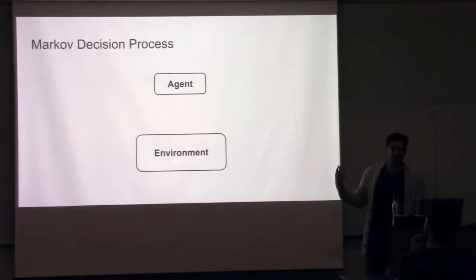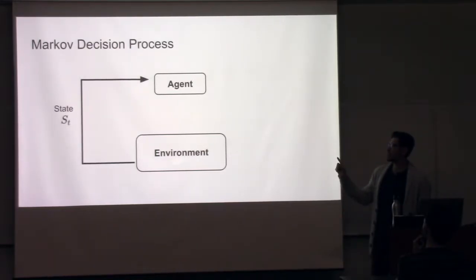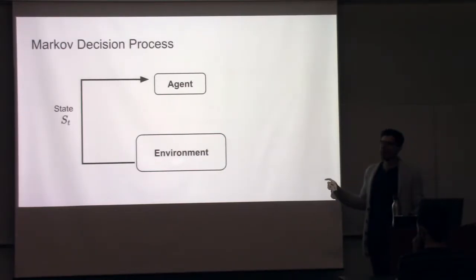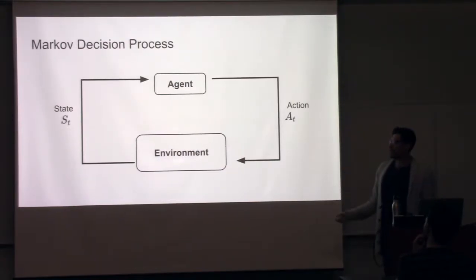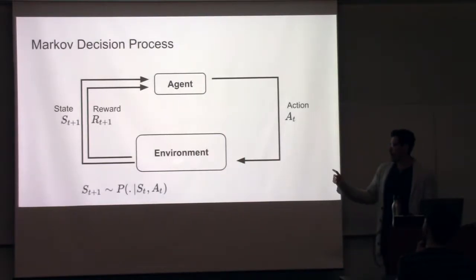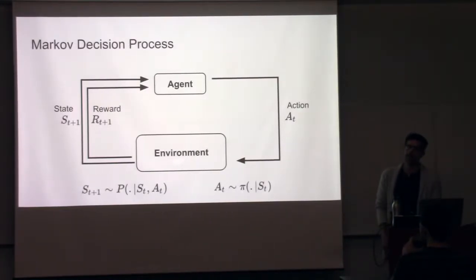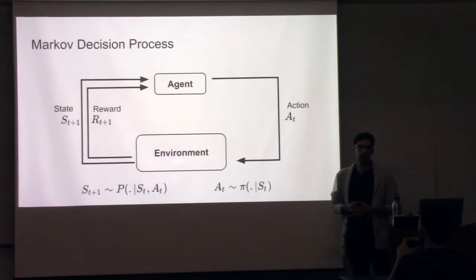The agent and the environment interact over a sequence of discrete time steps. At every time step t, the environment sends information to the agent in the form of a state. And the agent uses this information to take an action, which it sends to the environment. The environment, in return, sends back a new state and a reward. Now, states follow a probability function, p, and actions are selected according to a policy, pi.